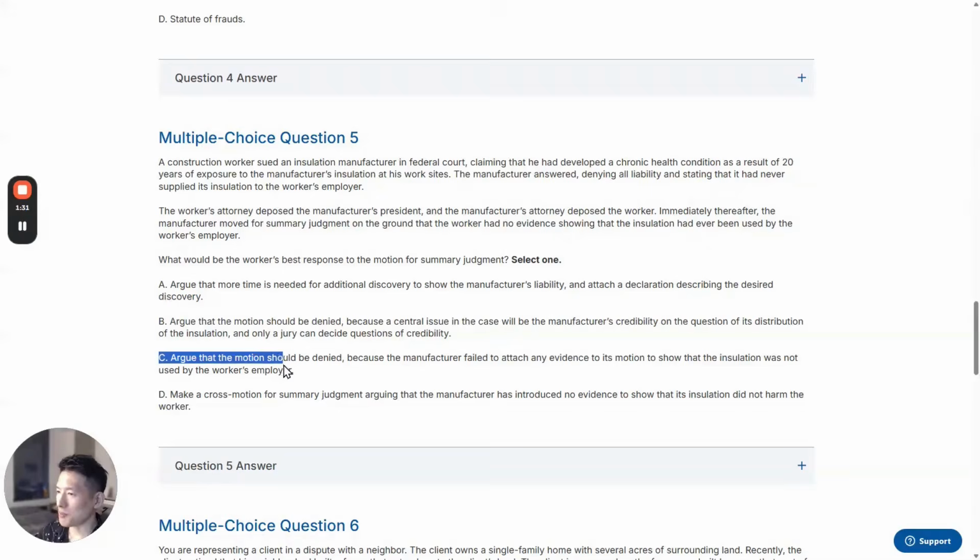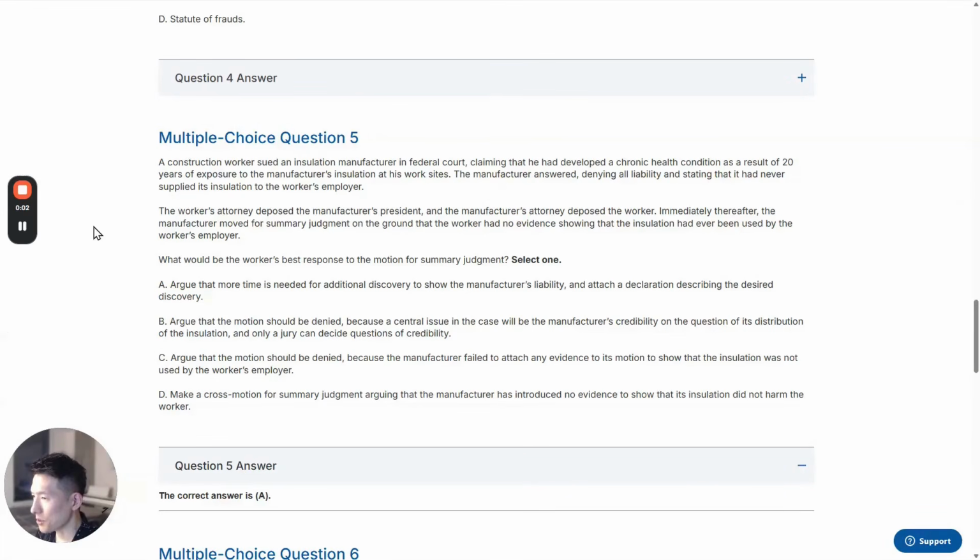Let's take a look at option C just to see if we missed anything. Argue that the motion should be denied because the manufacturer failed to attach any evidence to his motion. But when discovery is not complete, the correct procedural move is to invoke Rule 56(d) to get additional time to perform discovery, to obtain the necessary evidence, rather than attempting to argue the merits without that additional evidence. Option C doesn't really consider the possibility of asking for more time. And if a party really doesn't have any evidence after discovery is complete, summary judgment may be appropriate, but we're not at that stage yet.